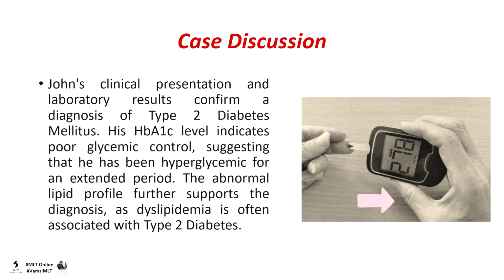Case discussion. John's clinical presentation and laboratory results confirm a diagnosis of type 2 diabetes mellitus. His HbA1c level indicates poor glycemic control, suggesting that he has been hyperglycemic for an extended period. The abnormal lipid profile further supports the diagnosis, as dyslipidemia is often associated with type 2 diabetes.